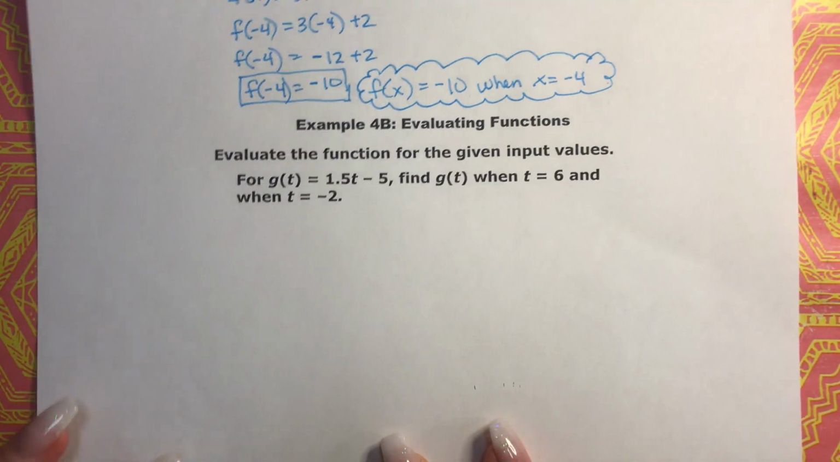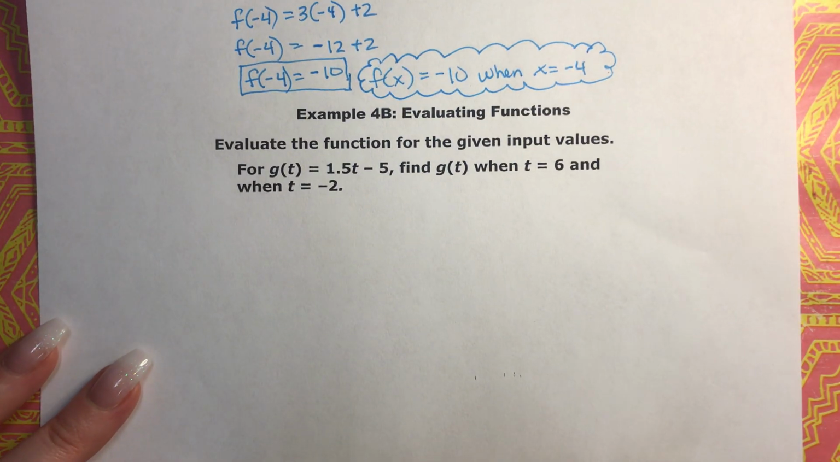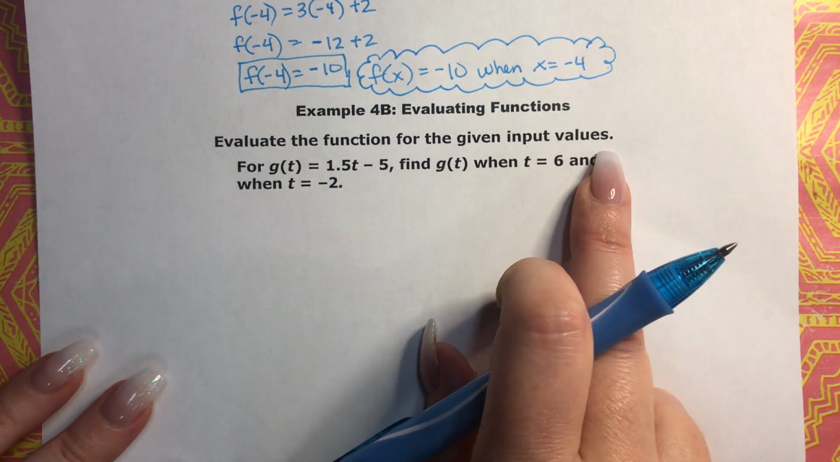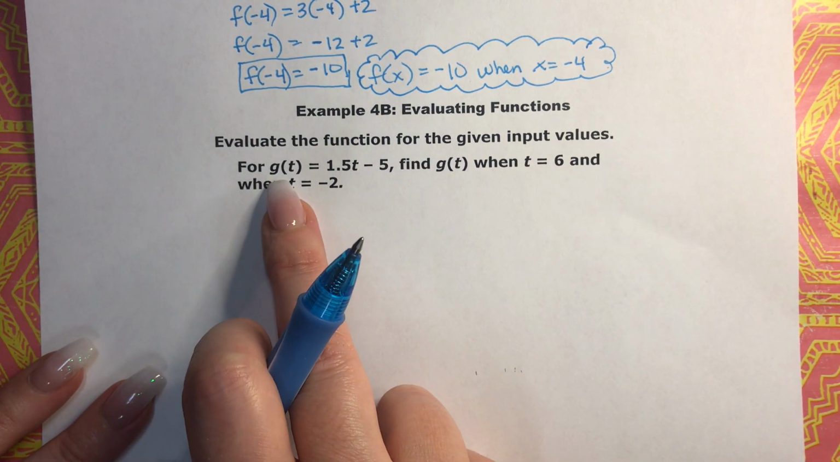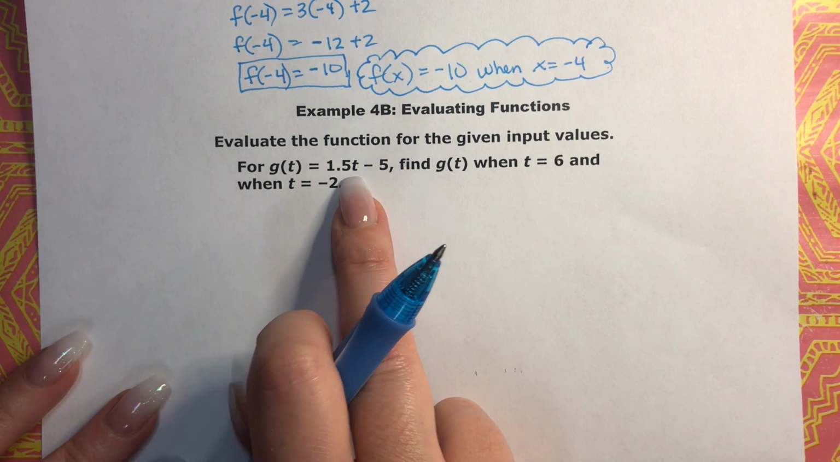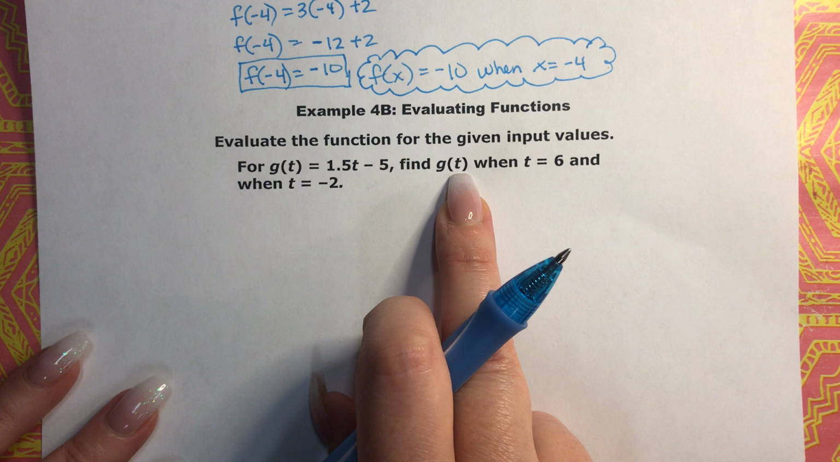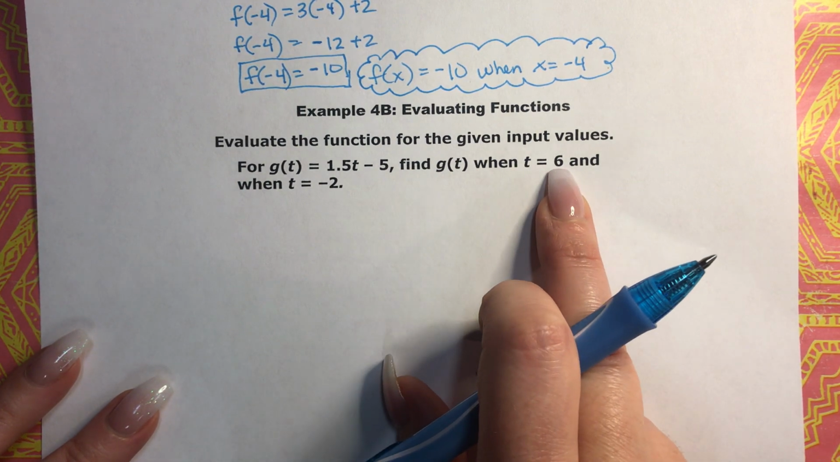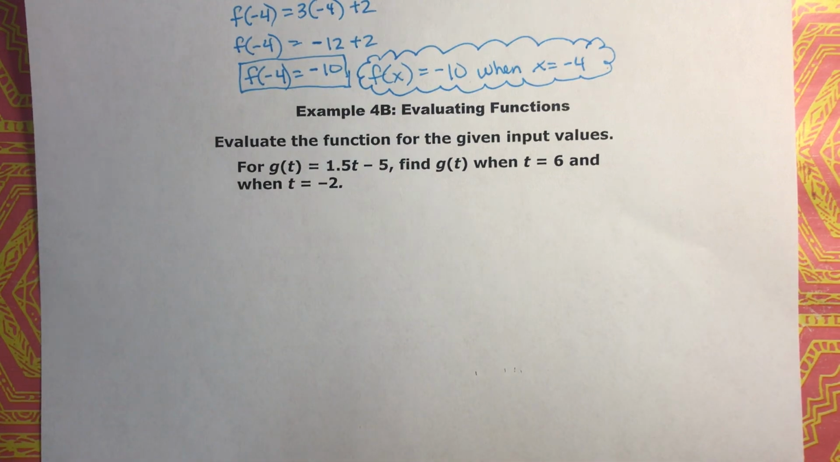So we're just really going to practice this in a couple different examples. So let's go ahead and try the next one. It says evaluate the function with the given input values. For g of t, which is the same thing as f of x, right, equals 1.5t minus 5. Find g of t, which is the same thing as f of x, which is the same thing as y, when t is equal to 6 and when t is equal to negative 2.